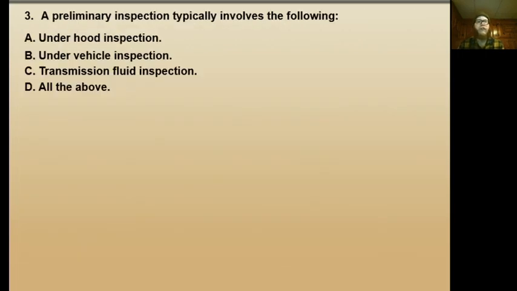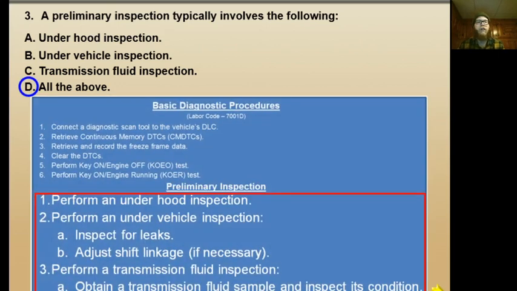A preliminary inspection typically involves the following. That's definitely going to be all of the above. Under hood, under vehicle, transmission fluid. So look under the hood, especially if it's a transaxle, you can see basically the whole thing there. Does it look like wiring's been damaged? Is there a squirrel nest on top? Does it look like someone's been in and tried to service the transmission in some way? And there maybe are broken bolts or things that are disconnected.